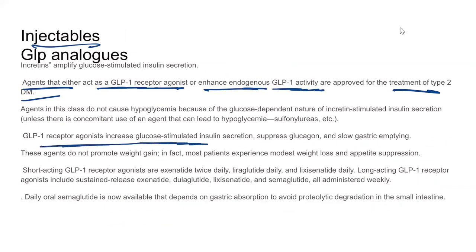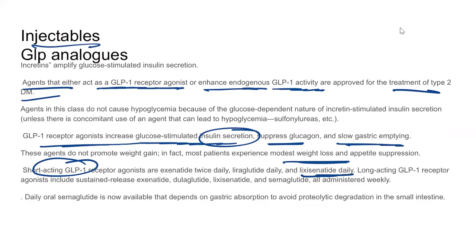They increase glucose stimulated insulin secretion, suppress glucagon, and slow gastric emptying. These agents do not promote weight gain. In fact, most patients experience weight loss with them. Short-acting GLP-1 receptor agonists are exenatide, liraglutide, and lixisenatide. Long-acting ones are sustained-release exenatide, dulaglutide, albiglutide, and semaglutide.